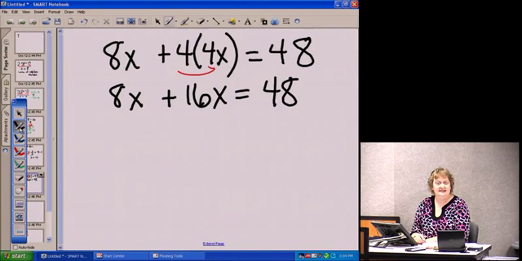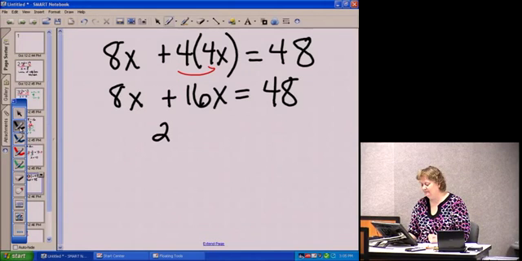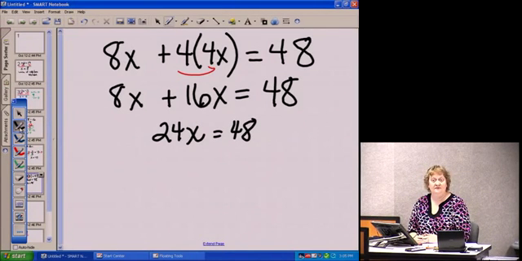Then we have 8x + 16x = 48. Next, we want to add our like terms. The x's are the same, so we add 8 and 16 to get 24. We have 24x = 48.